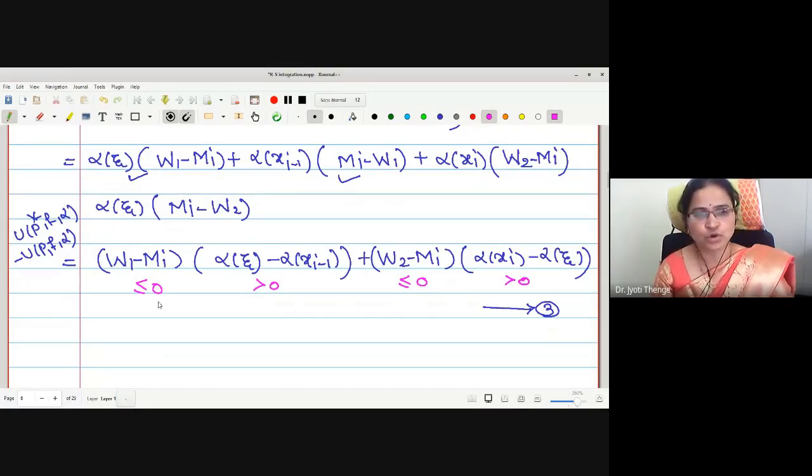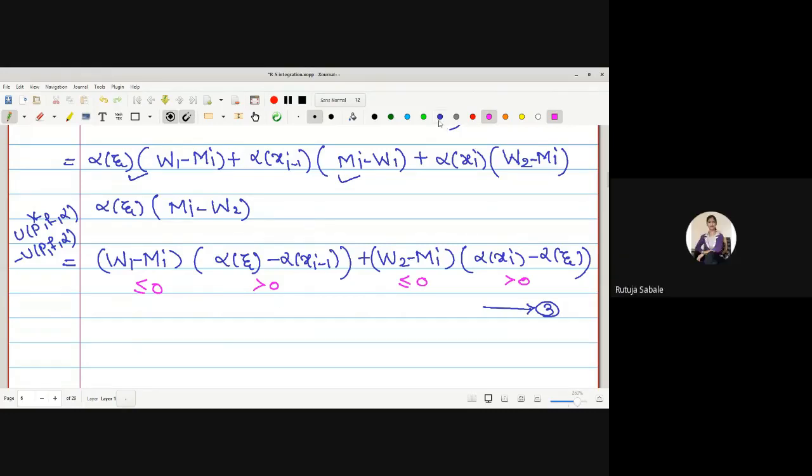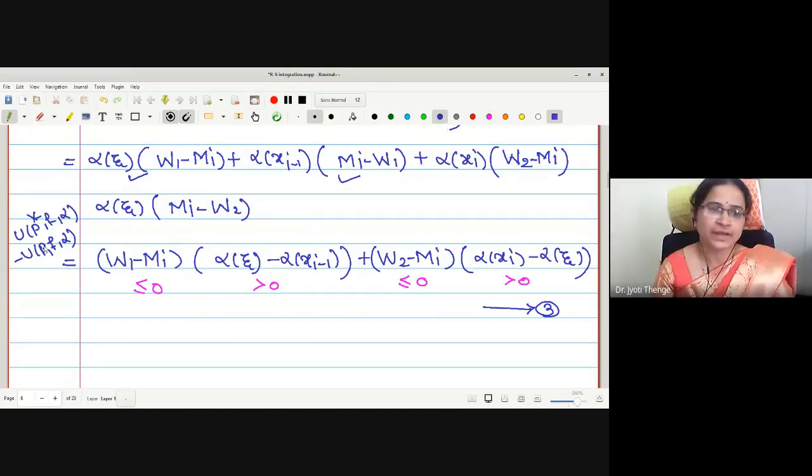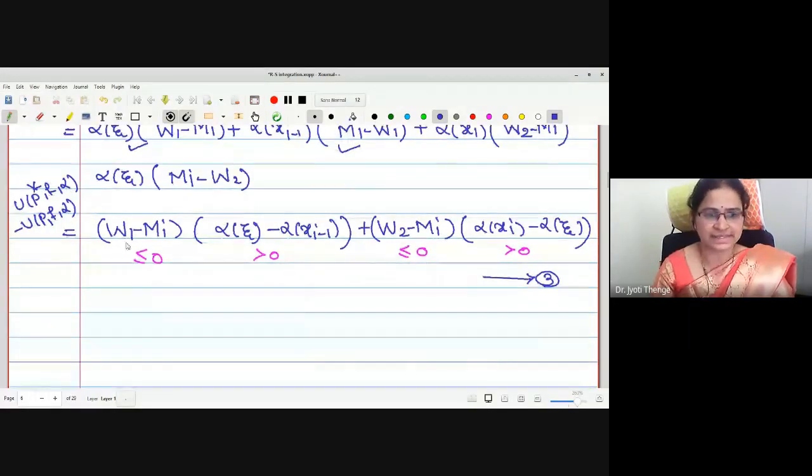A non-positive term into a positive term, the multiplication will be non-positive. And this product is also giving us non-positive. What is the addition of two non-positives? Again non-positive. And if this difference is non-positive, hence the proof holds now. This term is less than or equal to 0, which means UP star F alpha is less than or equal to UP F alpha. Okay. Now we will just write the reasons.